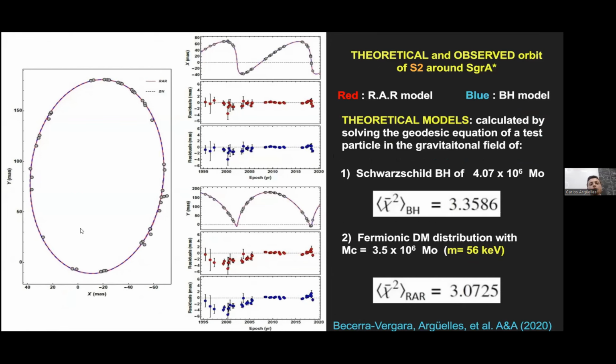this year the ICTP Cipher Prize honorable mention for classical gravity and applications, in which we have shown that in this RAR model of self-gravitating fermions, the central core can account for the dynamics and the astrometry of this star in the plane of the sky, with very similar precision to the black hole paradigm you can see here.